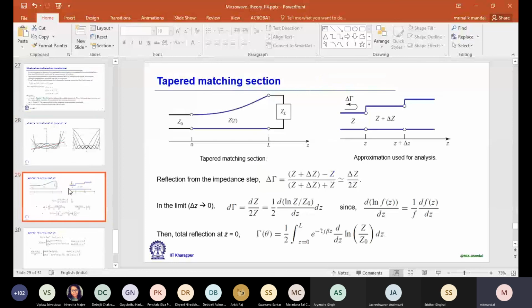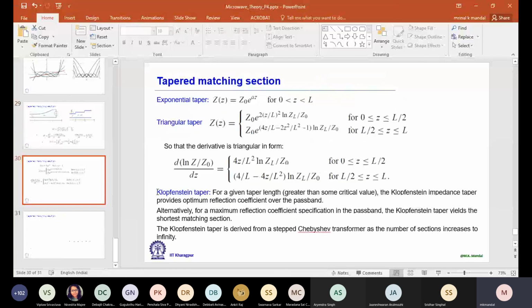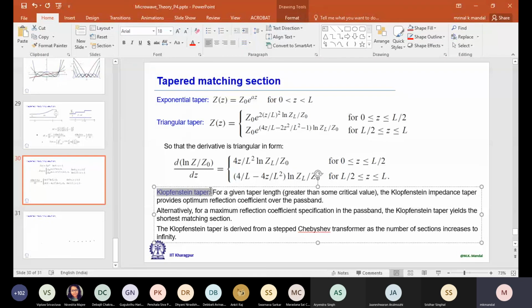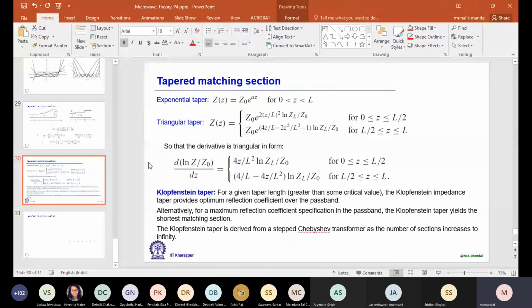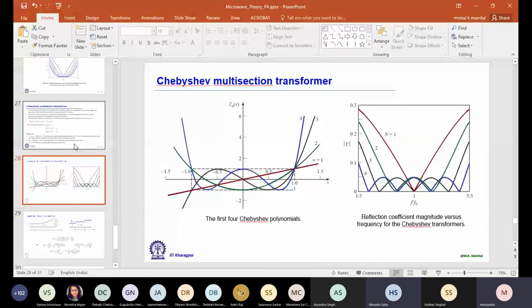Any other question? You remember, sir, this term, the bandwidth? Sir, the bandwidth expressions you showed, that is for the minus 3 dB bandwidth, right? No, 3 dB.